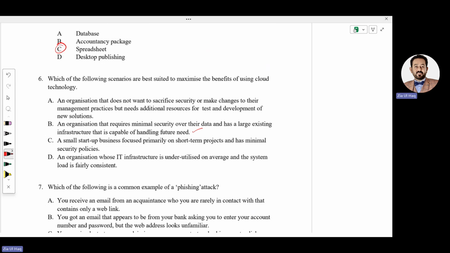An organization whose IT infrastructure is underutilized. If IT infrastructure is underutilized, you can utilize that. You don't need database to store additional data. What's the correct option?